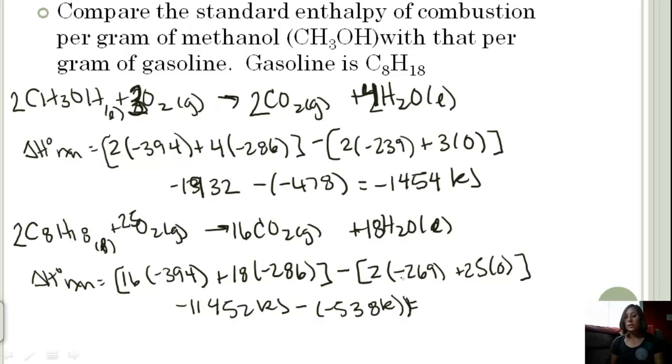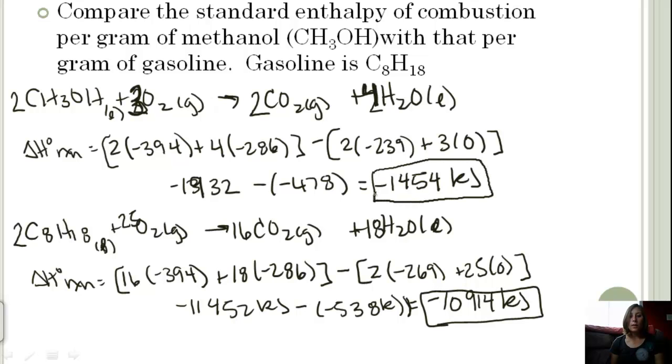If I add those together, I get negative 10,914 kilojoules. So, gasoline has a much larger heat of reaction than methanol, but methanol is used in race cars. So, you might be asking, well, why? Because gasoline has such a higher heat of reaction, but methanol burns a lot smoother, and so that is a bigger advantage than a higher heat of reaction. So it works out.